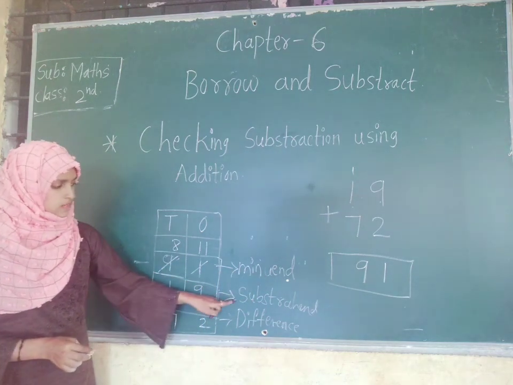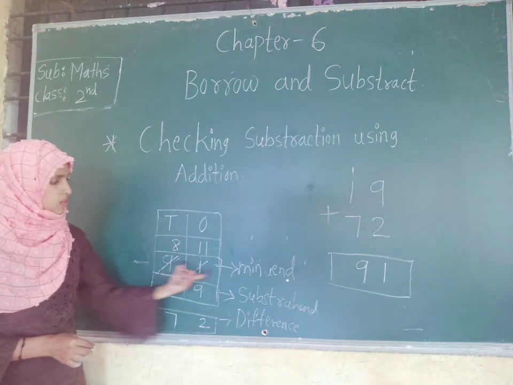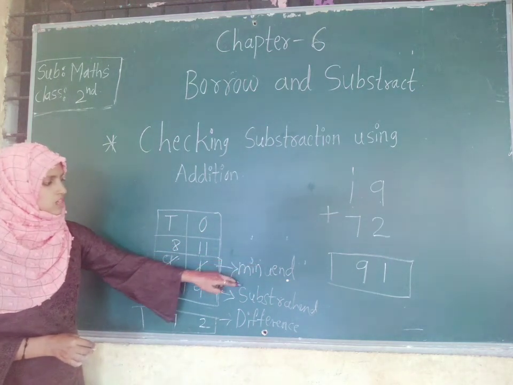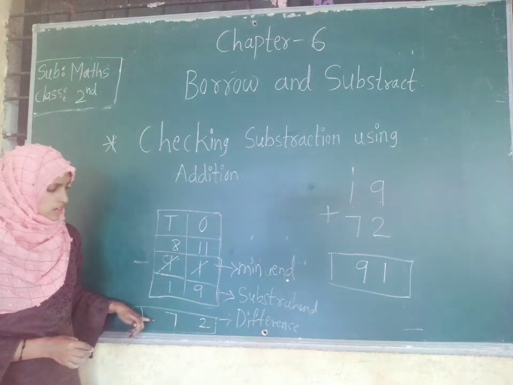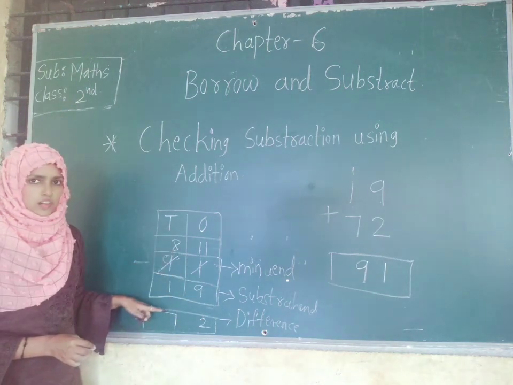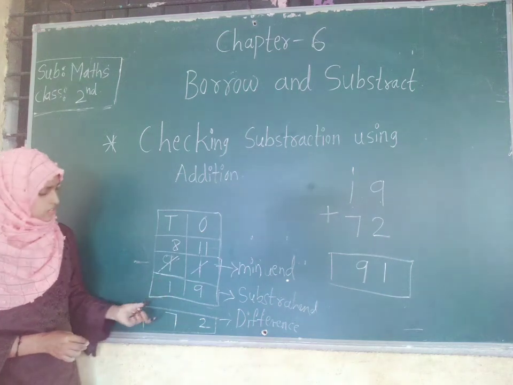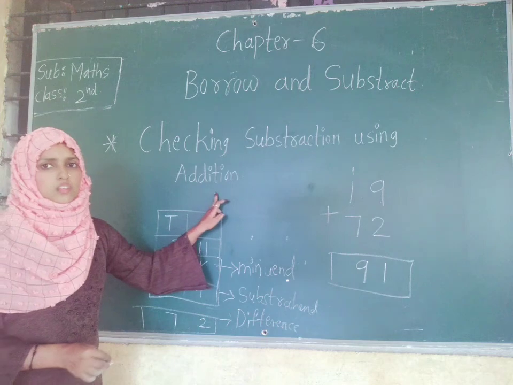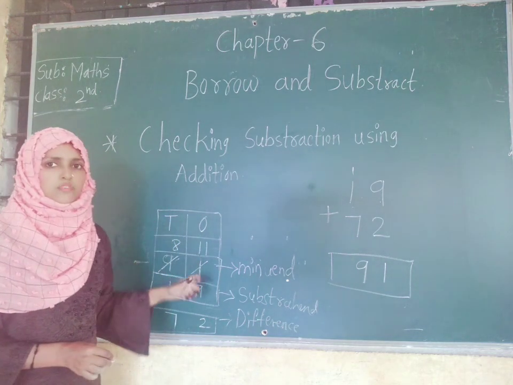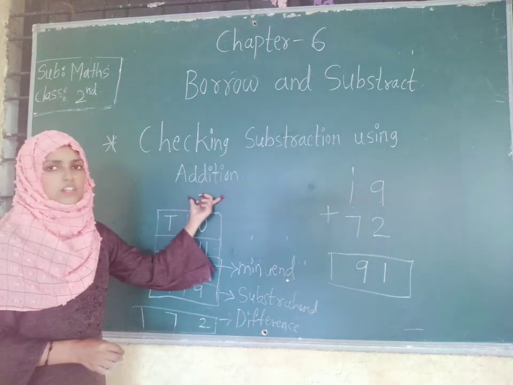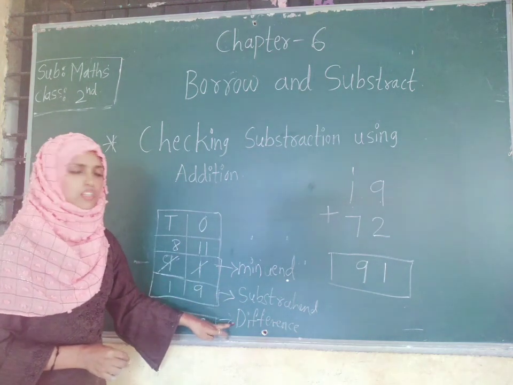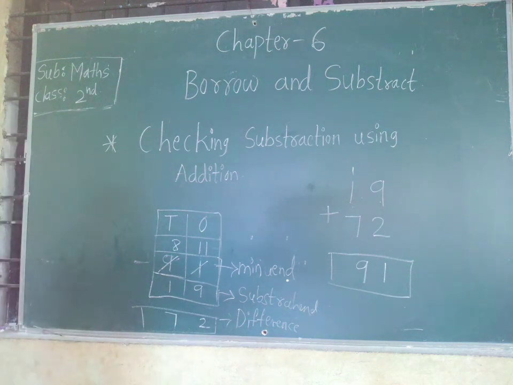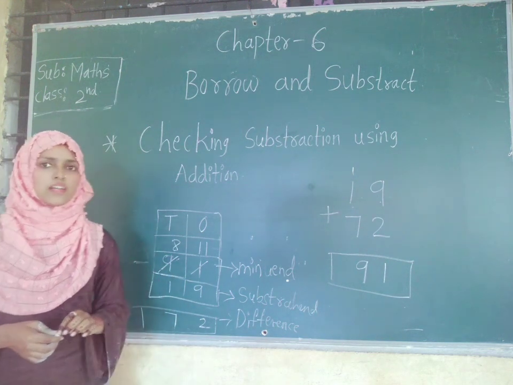So see here, it is same as minuend. If we add subtrahend and difference, we will get minuend. So how much we got here? Minuend 91. So the result of these two numbers is correct. The difference of these two numbers is correct. So now we can easily say that the problem is correct. Checking subtraction using addition. Understood how to verify the result using addition? If we add subtrahend and difference, we will get minuend. Understood? So children, here only ends our today's class.